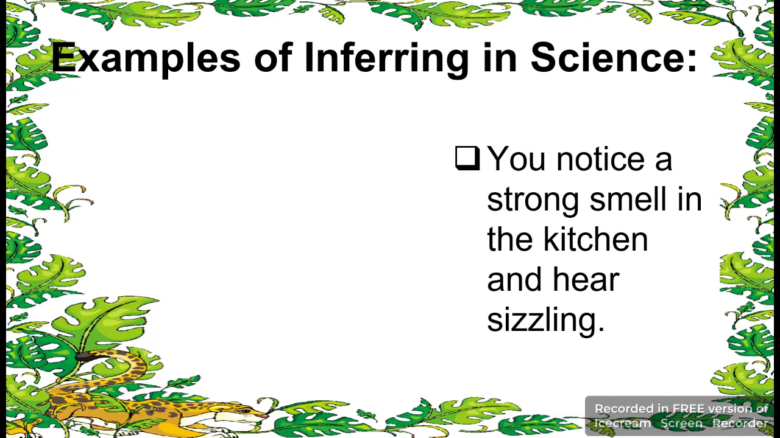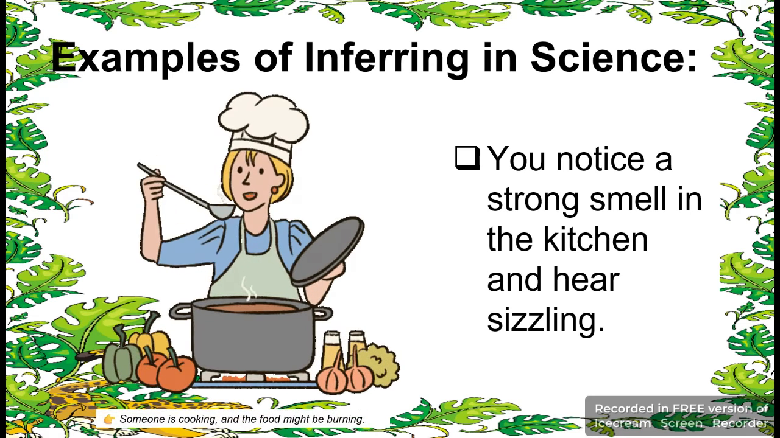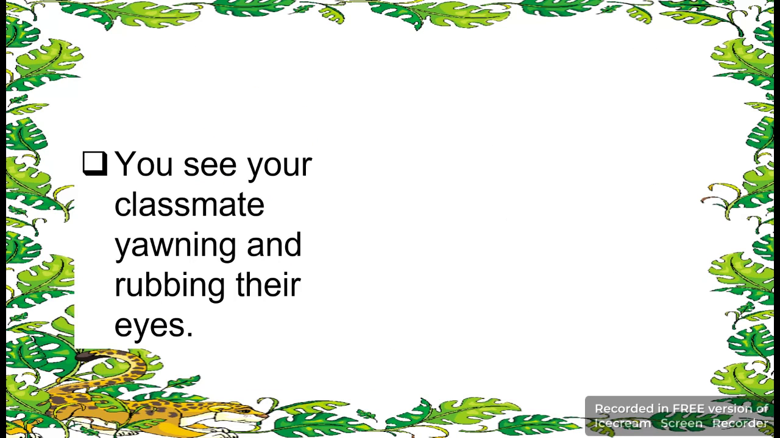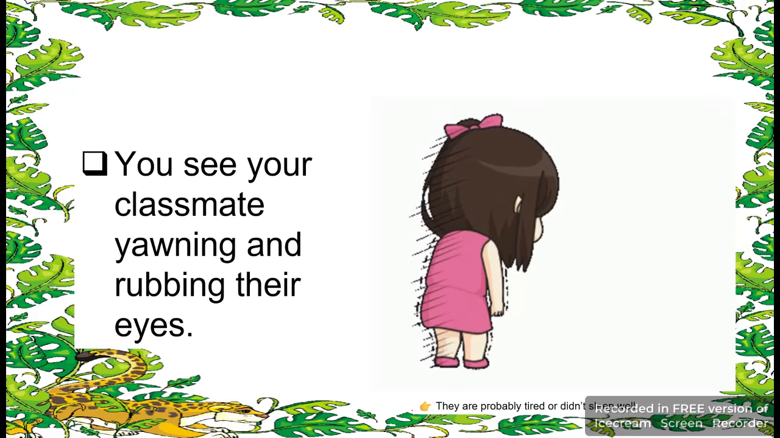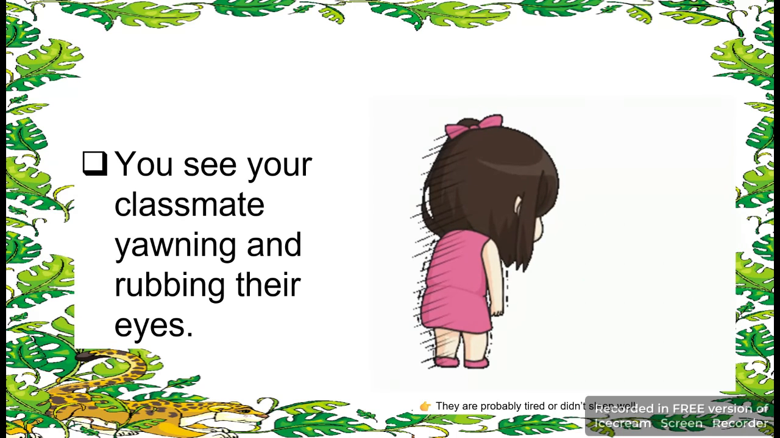This is an example of inferring in science. You notice a strong smell in the kitchen and hear a sizzling. You think that someone is cooking and food might be burning. You see your classmate yawning and rubbing their eyes. You think that she is probably tired or did not sleep well.